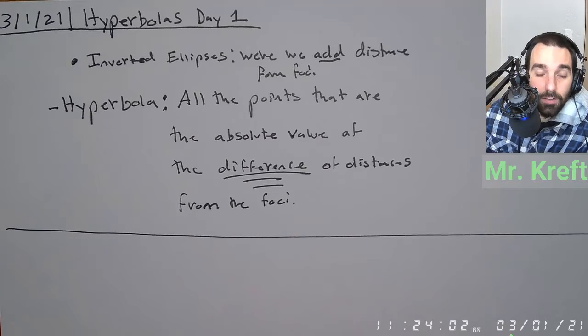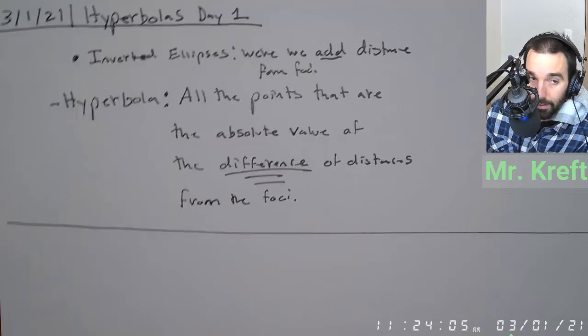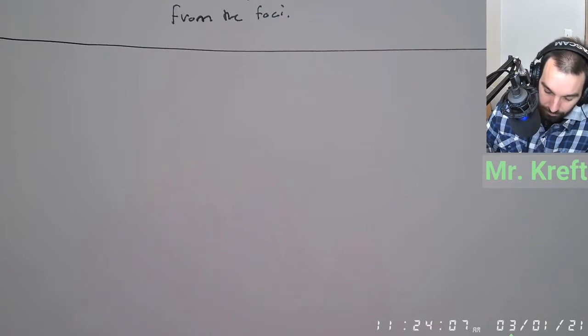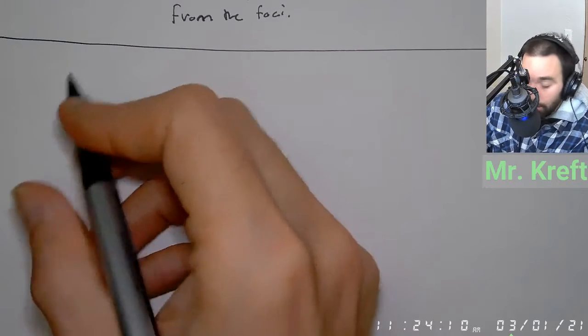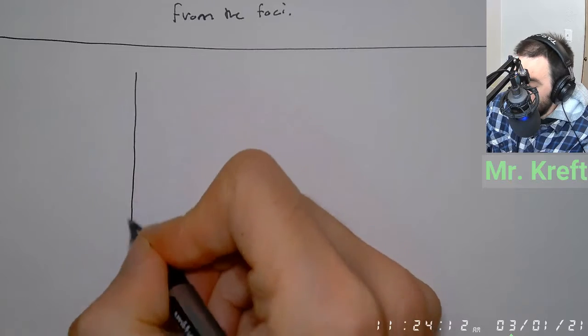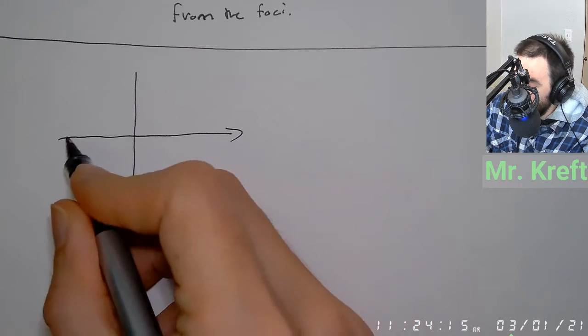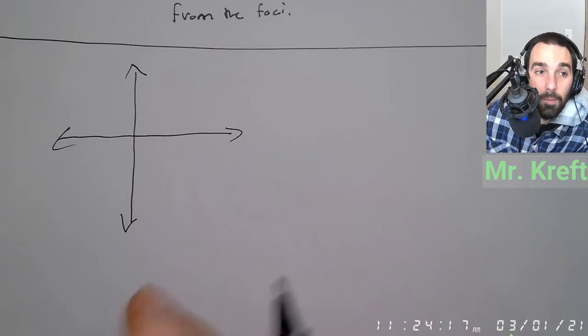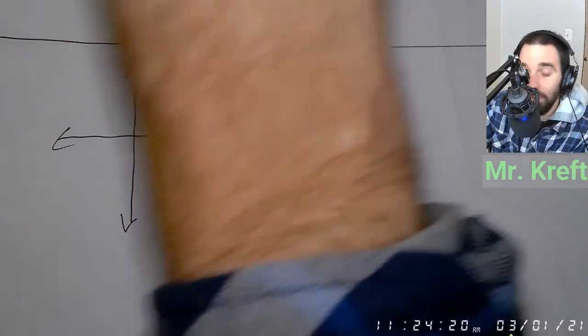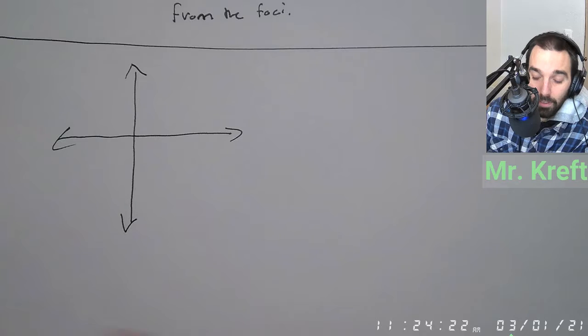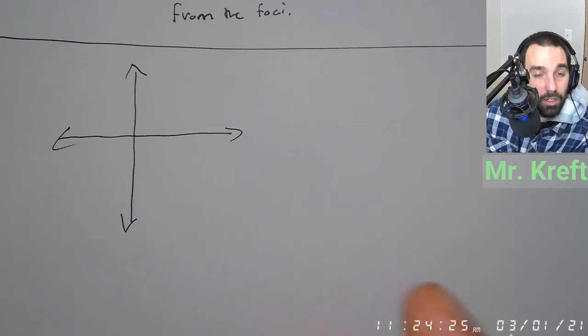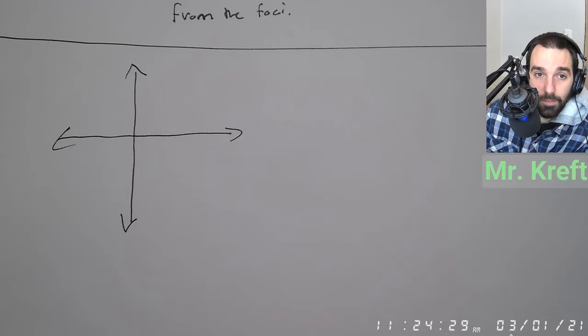Let's take a look at what a hyperbola is in terms of graphics and pieces and parts. There are two types of hyperbolas. Just like ellipses, there's going to be a major and a minor axis, and we're going to be using the same notation: A, B, and C. A is our major, B is our minor, and C is the distance from the center to the foci.